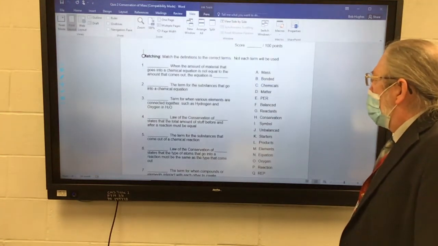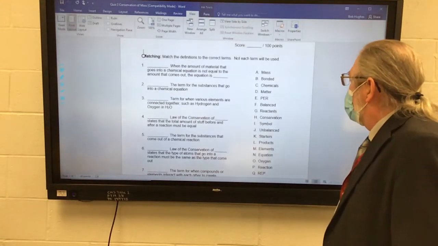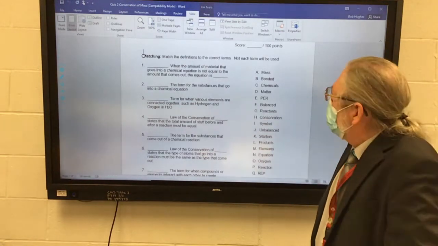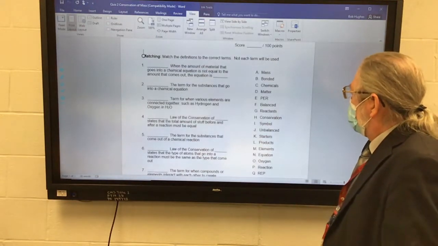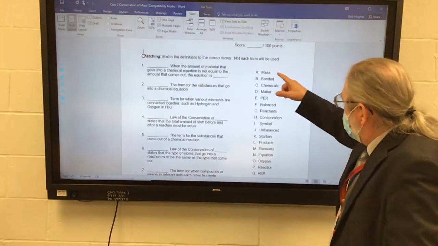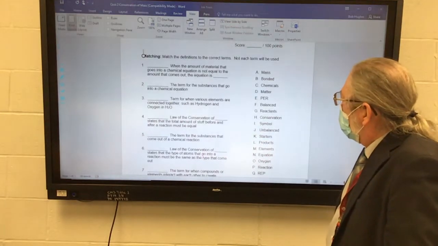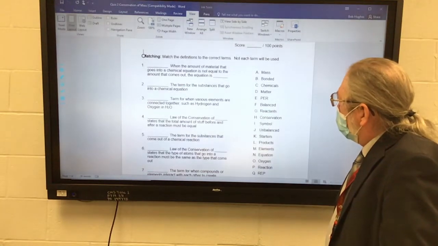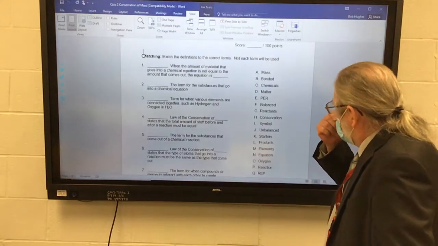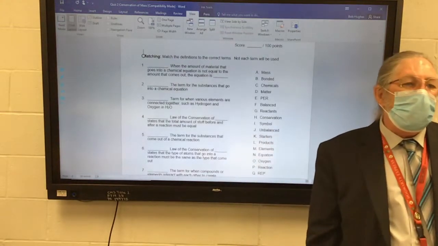Now remember, number four: the law of conservation of something states that the total amount of stuff before and after a reaction must be equal. Is that A, mass, or H, conservation? Mark your answer. That should be an easy one. I hope you don't miss that one.